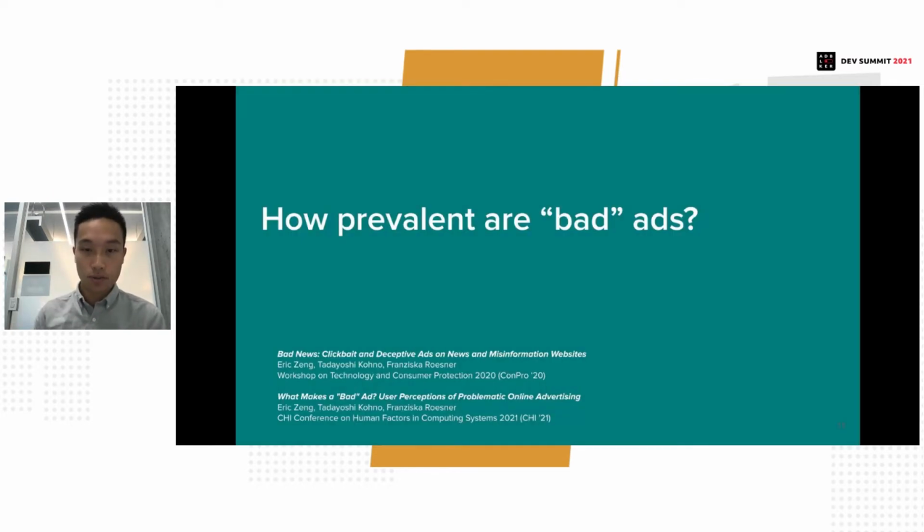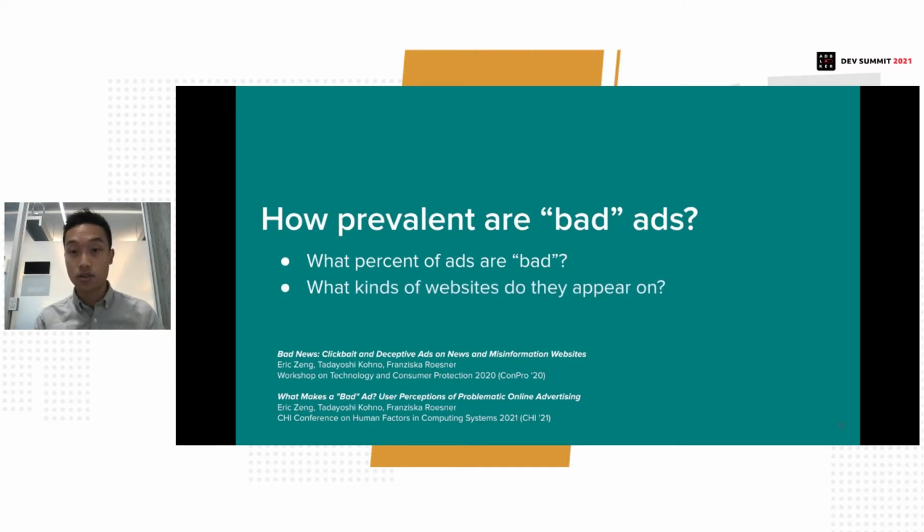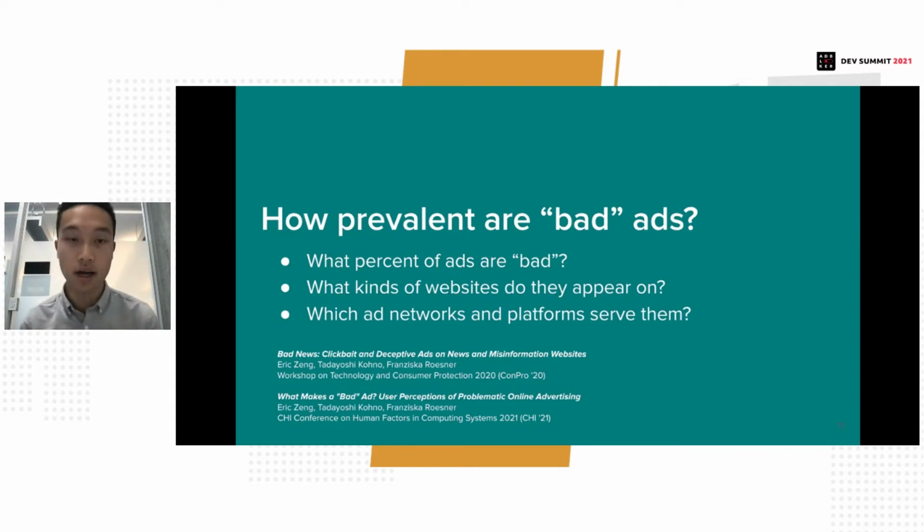Now that we have a sense of what kinds of ads might be considered bad, the next question we asked is how prevalent are bad ads? In particular, what percentage of ads might be bad? What kinds of sites do these ads appear on? And which ad networks and platforms are responsible for serving them? I'll describe our findings here, and these come from the same 2 papers which we covered in the last section.